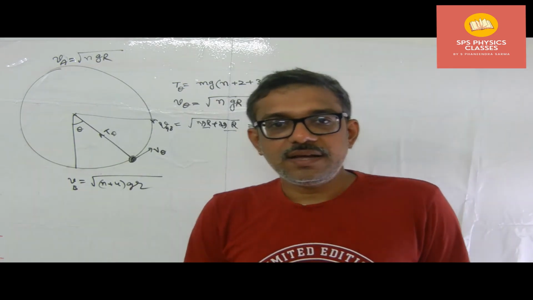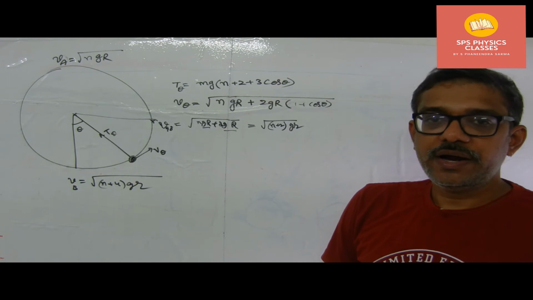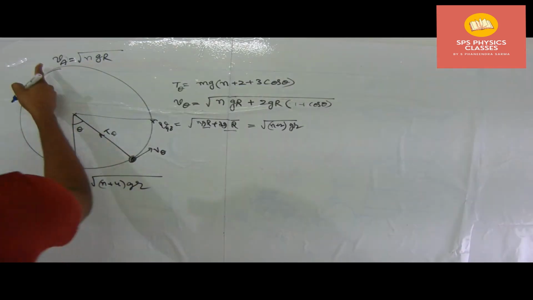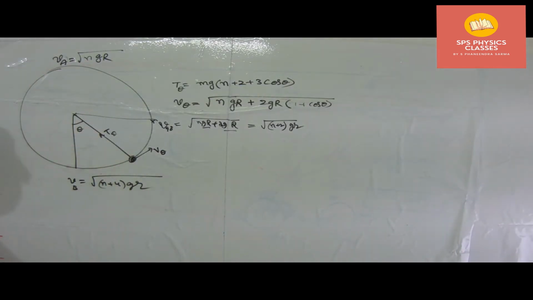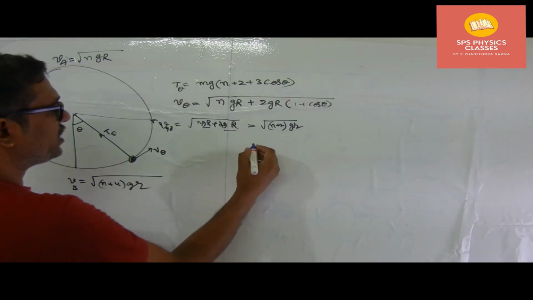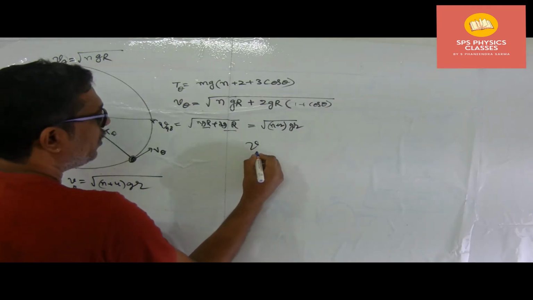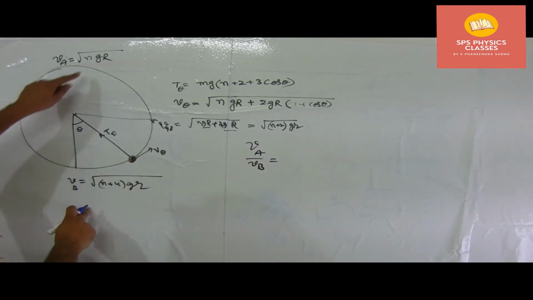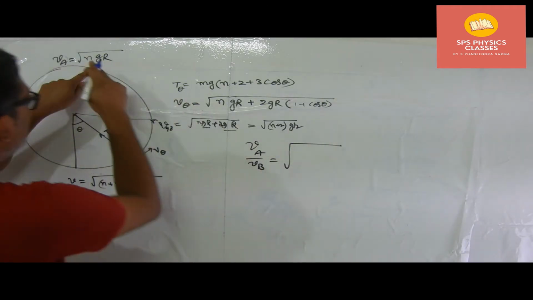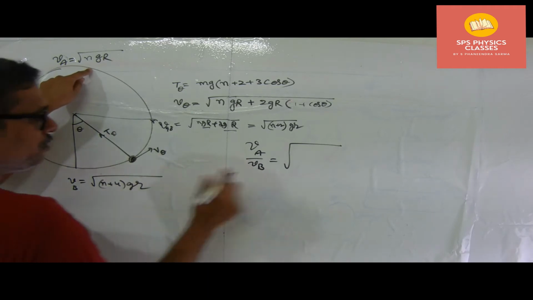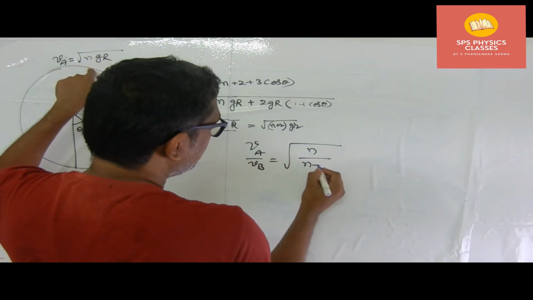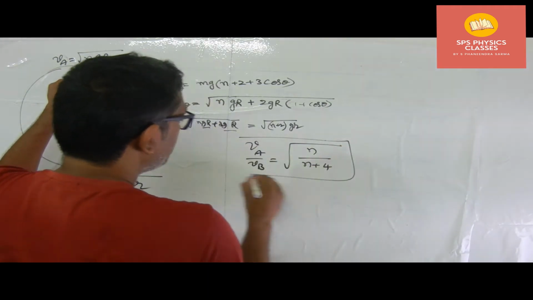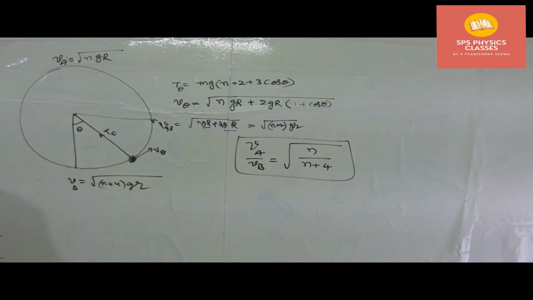We will try to consider ratios. What we have to take care of: what is the ratio between the topmost point and the bottommost point? In this particular case, the velocity at point A to that of the velocity at point B. These velocities are exactly equal to root of ngr by (n plus 4) gr. Therefore, you can write it as root of n by (n plus 4). By using this particular formula, one can determine the ratio of the velocities.